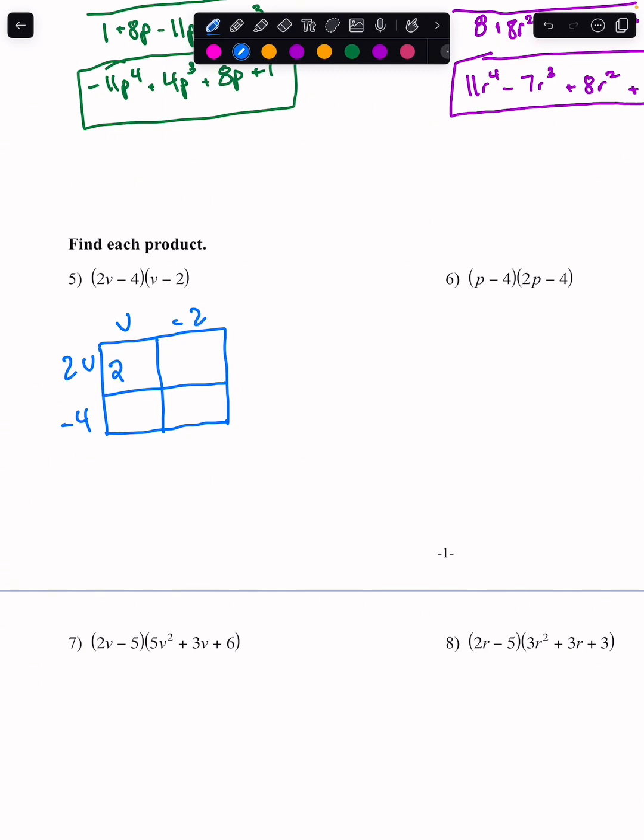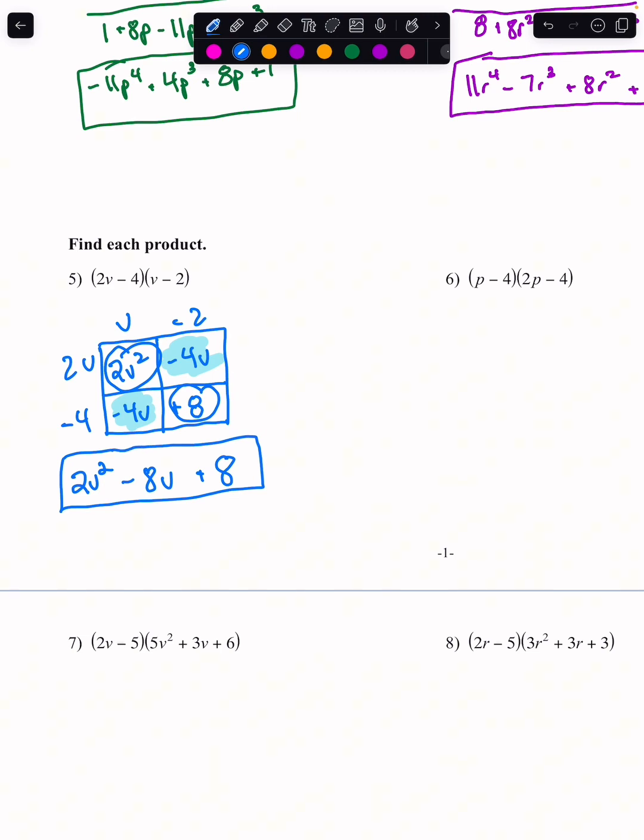2 times v, 2v squared. 2v times negative 2 is negative 4v. Negative 4 times v is negative 4v. Negative 4 times negative 2 is a positive 8. And then remember, we add the diagonals. And when we add the diagonals, remember this goes in the front. 2v squared. Negative 4v minus 4v is negative 8v. And then we got the plus 8 in the back. Okay? That is the answer to that one using the box method.